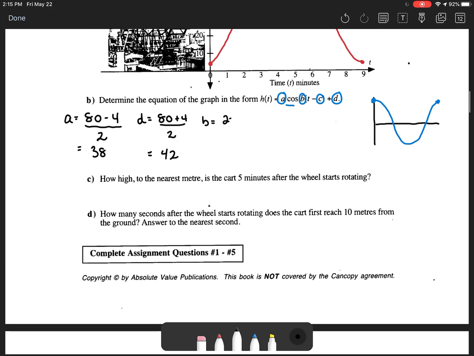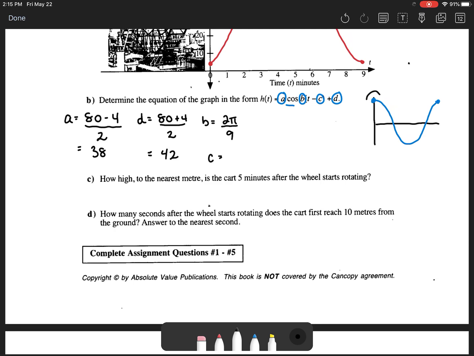Then I can figure out what my B value is going to be. Remember, your B value is the normal period length for cosine divided by the period length for this graph, so 2 pi over 9. And if you remember from the other day, sometimes they leave your period length as 2 pi over a value, and that's the case here because I can't simplify 2 over 9. So 2 pi over 9 is the B value I will be entering into the equation.